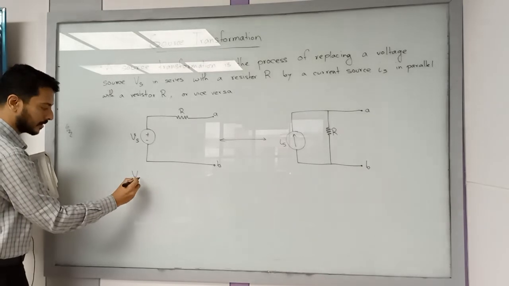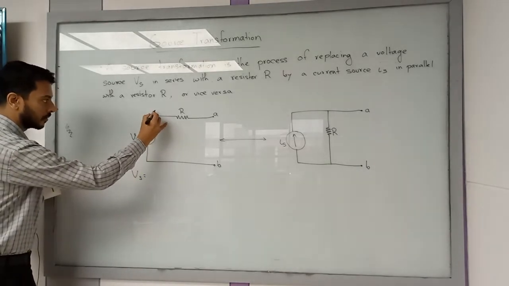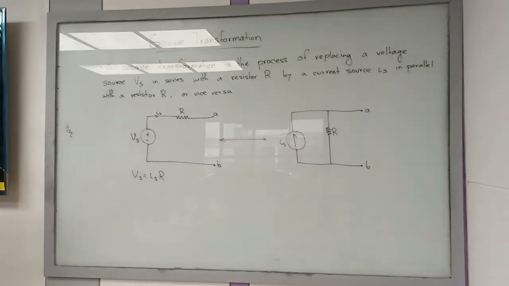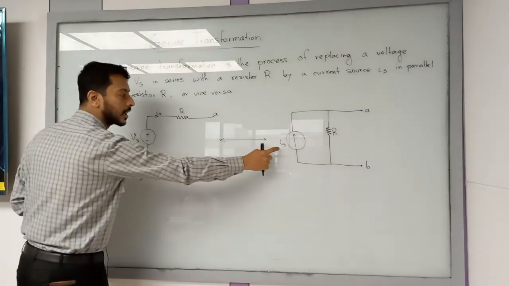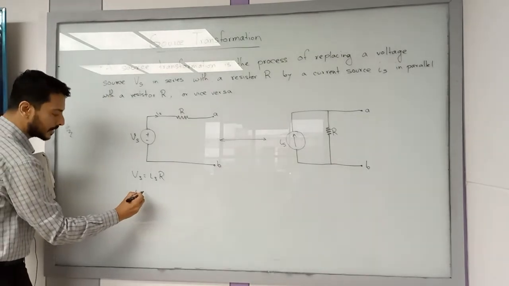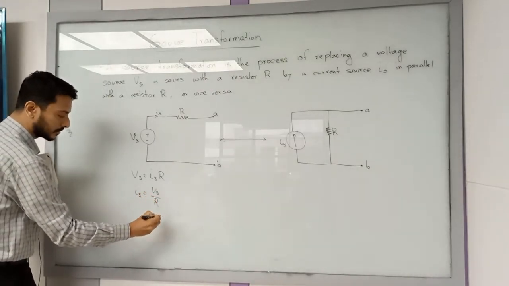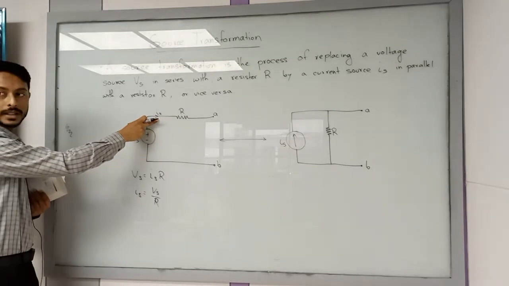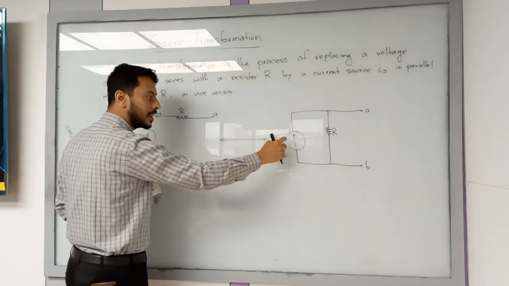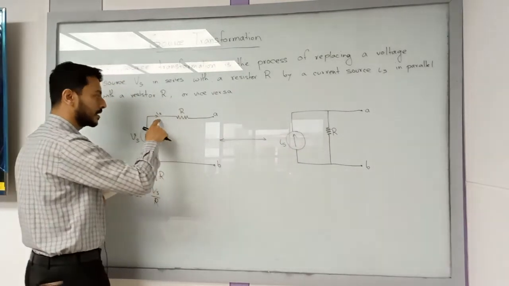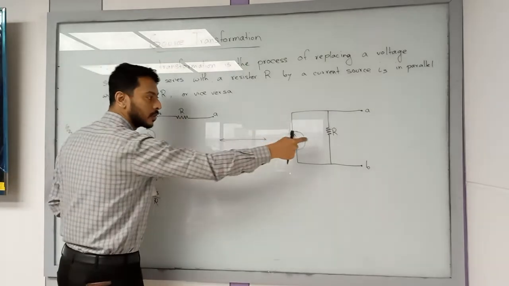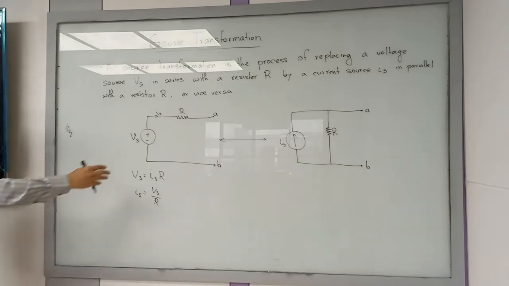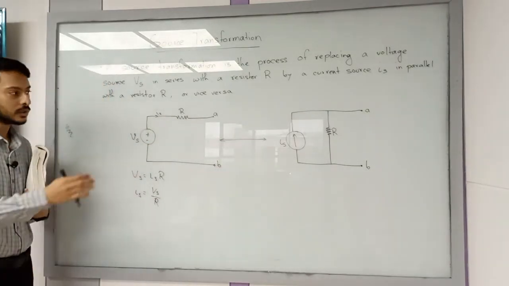This Vs is equal to the branch current Is times the resistance, right? So you can calculate this current from this equation. So Is is equal to Vs by R. If you know the resistance and the voltage, you can calculate Is. And if this is the Is, this resistor will be connected in parallel to this current source, okay? So you can replace this circuit by this, and you can do it vice versa.